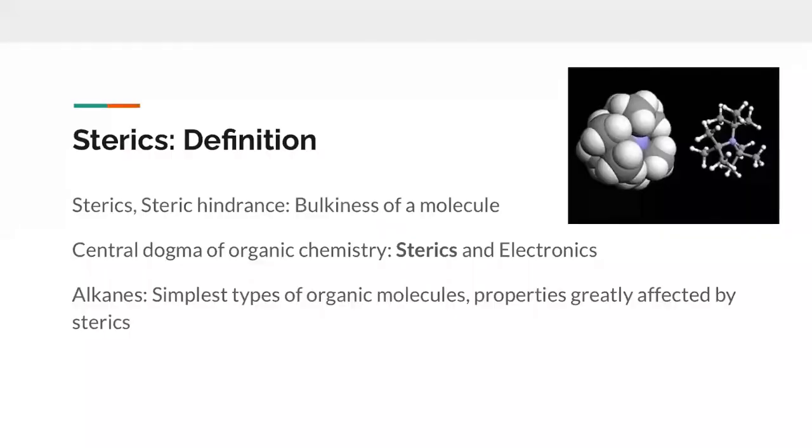So what is sterics? Sterics, also known as steric hindrance, is basically how bulky a molecule is. In this diagram you can see that this molecule is quite bulky since it has many groups that are clustered close together. And sterics are important in organic chemistry because they explain almost half or even more of the phenomena that occur in organic chemistry.